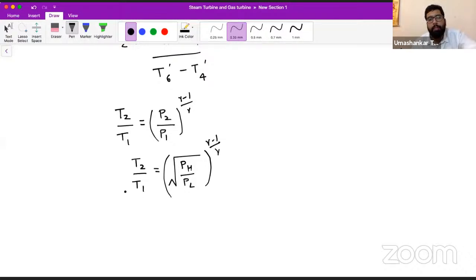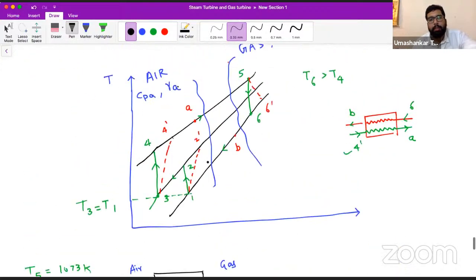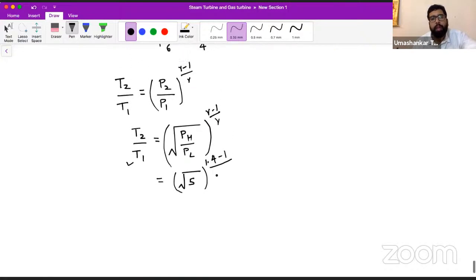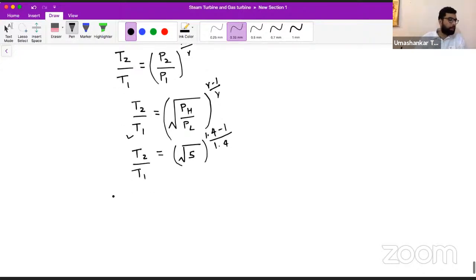So from here, you have this T1, you have this pressure ratio PH by PL, that is 5. So this is under root 5, and you have the value of gamma. Here it is gamma A, because you are seeing it on the left of this line. So we have this value of gamma, (1.4 minus 1) upon 1.4. You have your value of T1. So can you find T2 from here?